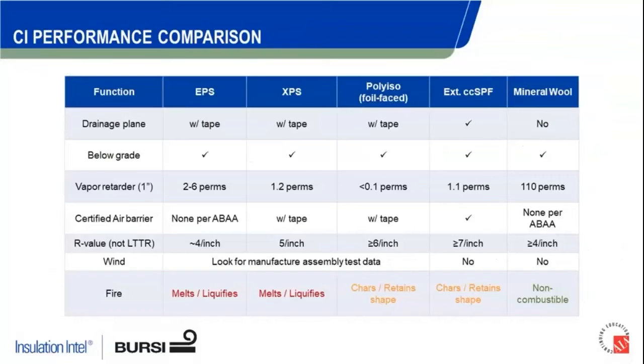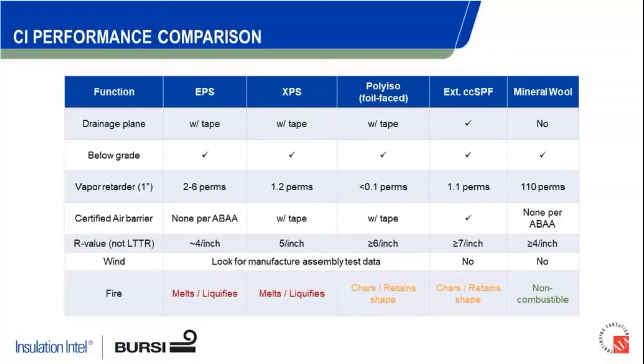Now, I'm not going to run through every single cell in this table in detail, but again, you see there across the top, we have EPS, XPS, polyiso, your typical foil-faced wallboard, CC spray foam, closed cell spray foam, and mineral wool. Now, a lot of the functions we're typically looking for exterior walls to provide, we can go down the far left column there: drainage planes, vapor retarders, air barriers, and what the typical R value of the material is.